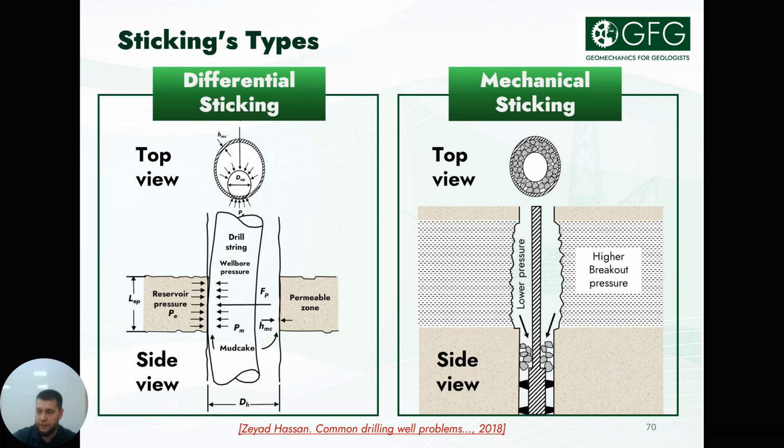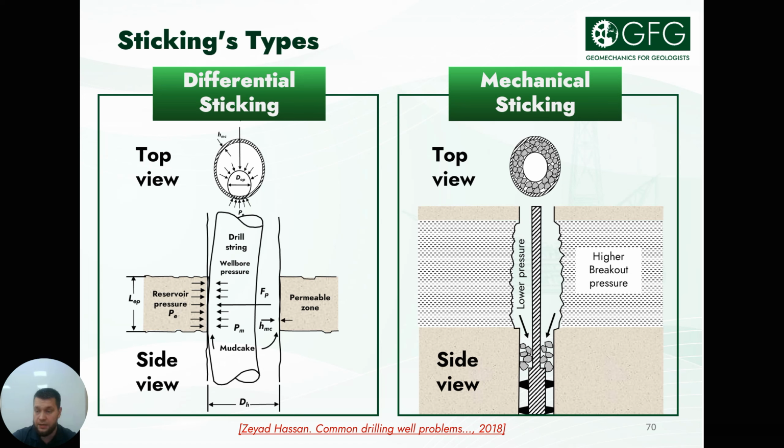A comparative picture between mechanical and differential sticking is on this slide. Differential sticking is a relevant issue encountered during drilling, arising from the differential pressure between the hydrostatic pressure of the drilling mud and the pore pressure. This situation occurs when the hydrostatic pressure exceeds the pore pressure, leading to the drill string being forced into the filter cake of a permeable formation.